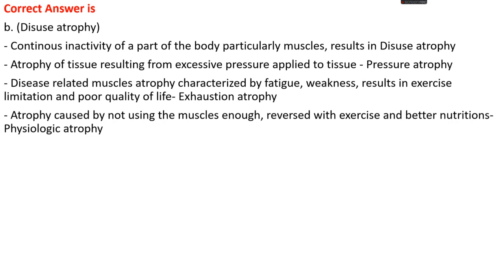And disease-related muscle atrophy, mainly characterized by fatigue of muscles and weakness of muscles, resulting in exercise limitations and poor quality of life, is known as exogenous atrophy. And atrophy caused by not using the muscles enough, which is reversed with exercise and better nutrition, such type of atrophy is known as physiologic atrophy.